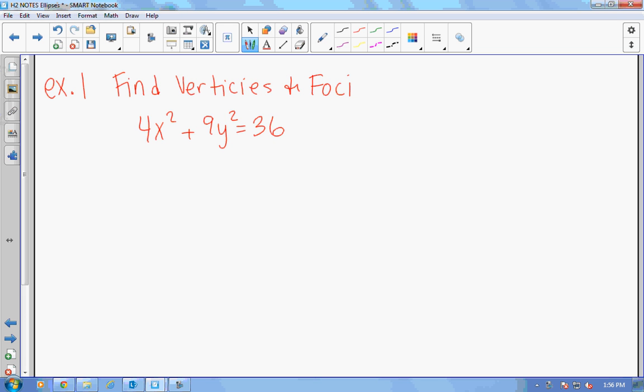Okay, this is on the same notes where we drew the two differently positioned ellipses. Now we're going to be able to find exactly where the foci are and where the vertices are, given the equation. On your list of notes, you should have at the bottom what standard form of an ellipse looks like. That's standard form of an ellipse on your list of vocabulary.